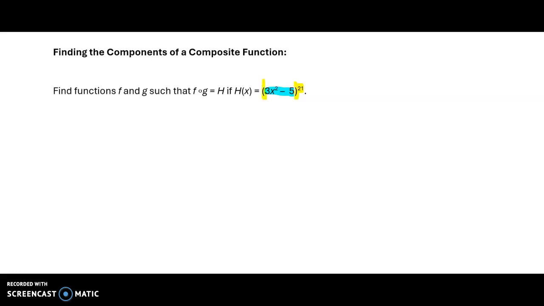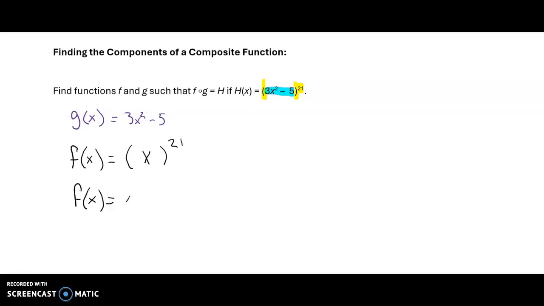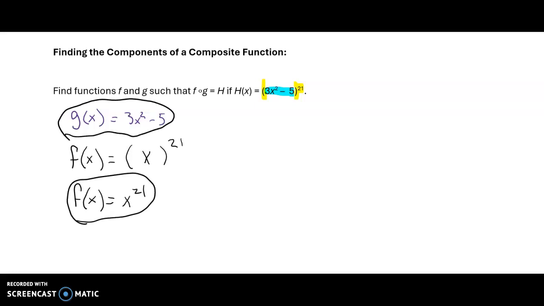So naturally, you can split this up into two functions. So why don't we say our inside function, or g of x, why don't we call that 3x squared minus 5? And our outside function, f of x, is something being raised to the 21. We can call that x to the 21. You can write it more simply as f of x equals x to the 21. When you have these functions where you're taking something apart to show what composition can make it, there's often more than one answer, but this is just one way that you can do it.